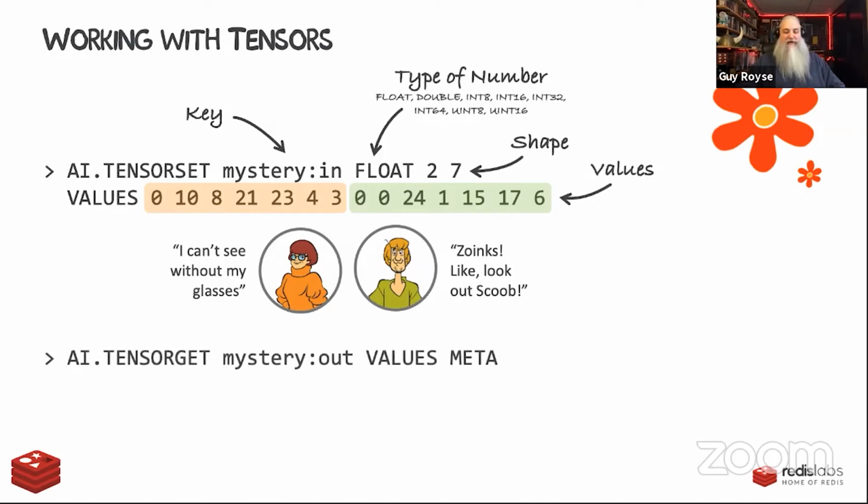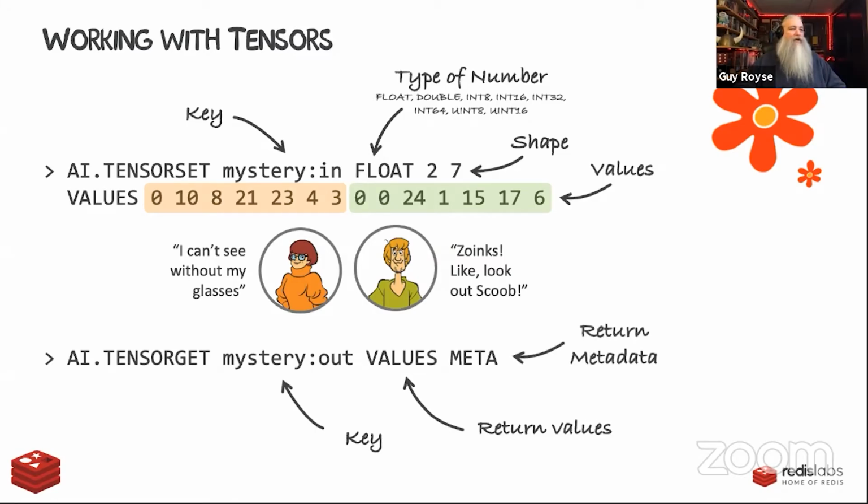If we want to get that tensor out, we say ai.tensorGet. We pass in the key that we want to get. We pass in that we want it to return values. You can also return a blob, which will return a binary representation, a protobuf version of it. And we can return the metadata as well, which will tell you the shape and the data type of the tensor. So that's pretty much all there is for tensors. You can set them, you can get them, they have values. You can use blobs, you can use the values.